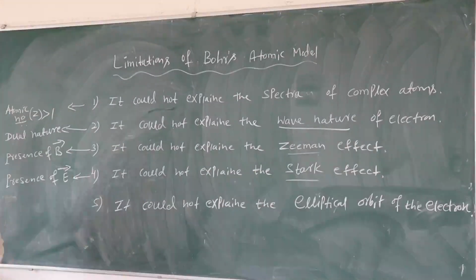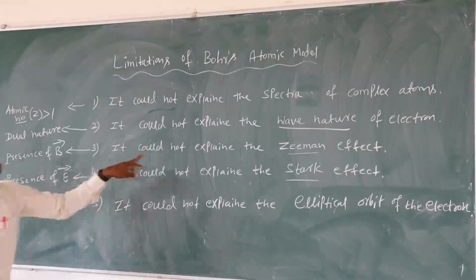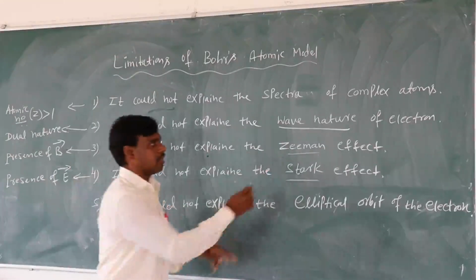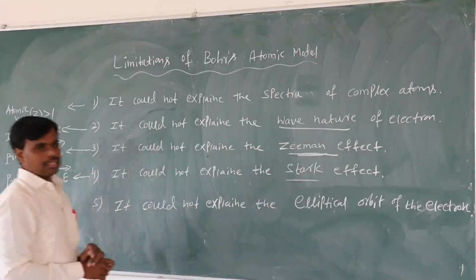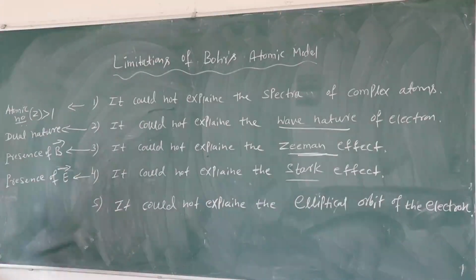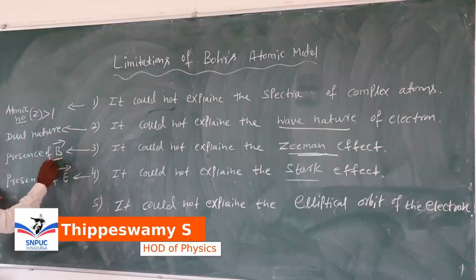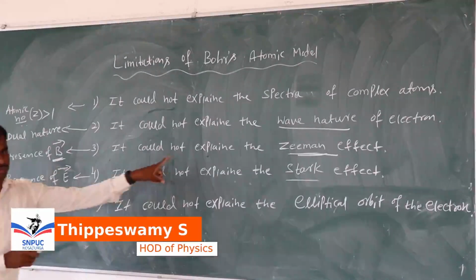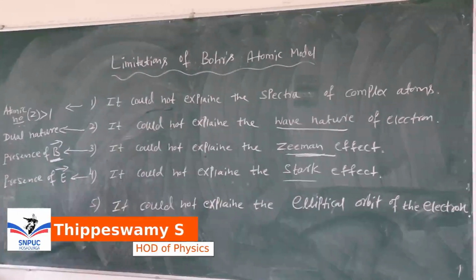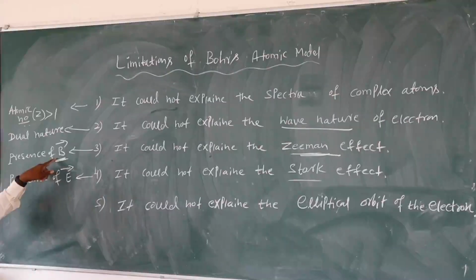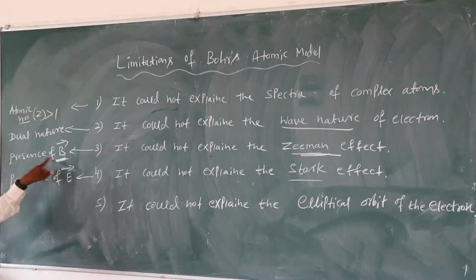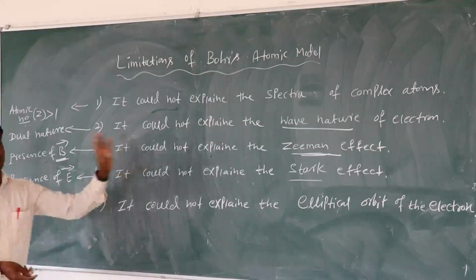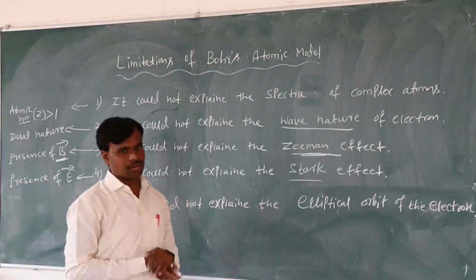Next, the third limitation is it could not explain the Zeeman effect. Zeeman effect means the process of splitting of a single spectral line into a number of lines in the presence of a magnetic field. What is meant by Zeeman effect? The splitting of a single spectral line into a number of spectral lines in the presence of a magnetic field is called the Zeeman effect. That could not be explained by using the Bohr atomic model.